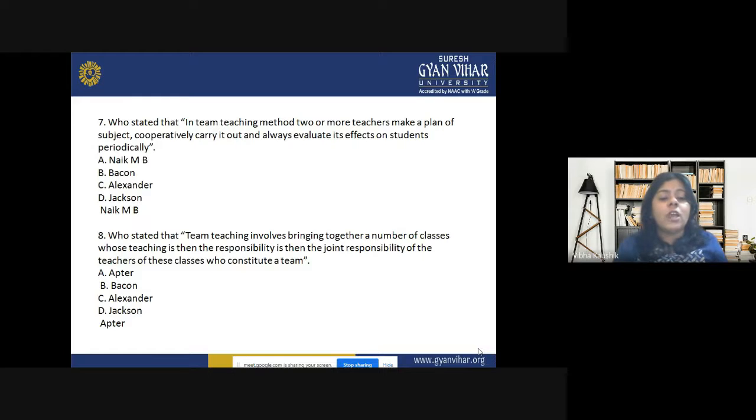Now the options are A. Apter, B. Bacon, C. Alexander, or D. Jackson. So these are the options, and now you have to select the correct one. And the correct answer is option A, that this definition was given by Apter.